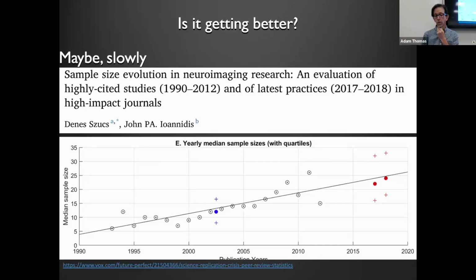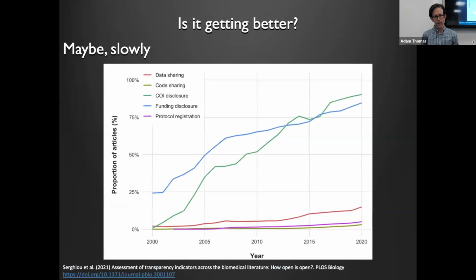We are seeing sample size evolution in neuroimaging research. If you evaluate the highly cited studies and the latest practices, we are starting to see larger samples, and as we'll discuss in a minute, larger samples correlate with more reproducible studies. Another thing that correlates with reproducibility is transparency. If you focus on these lines at the bottom, they show data coding and data sharing and code sharing, and they are creeping upward. But as of 2020, we're still around 15% for code sharing.